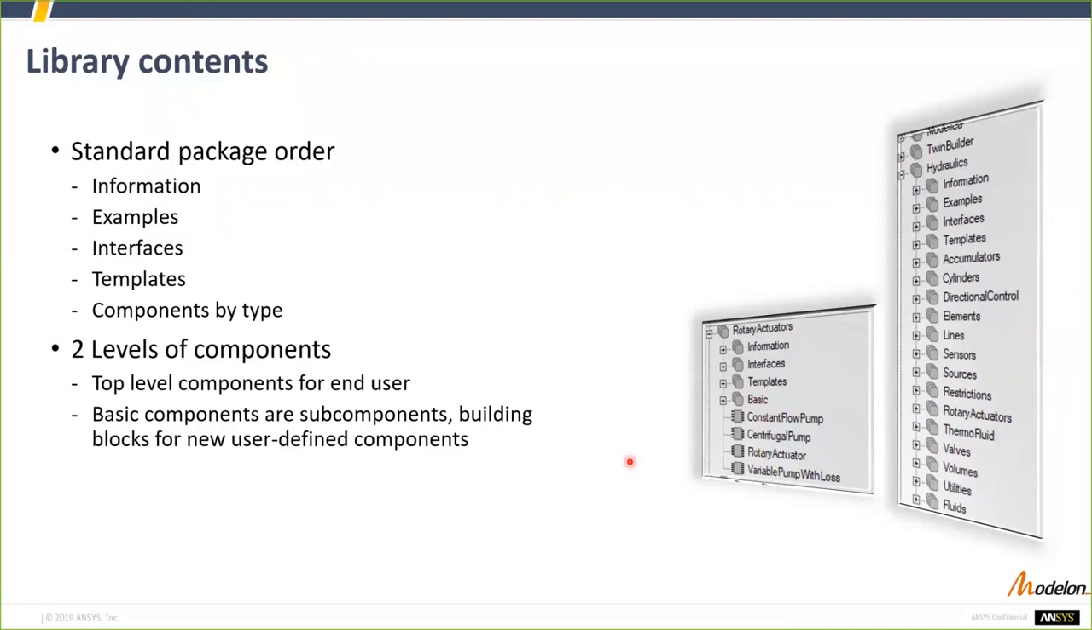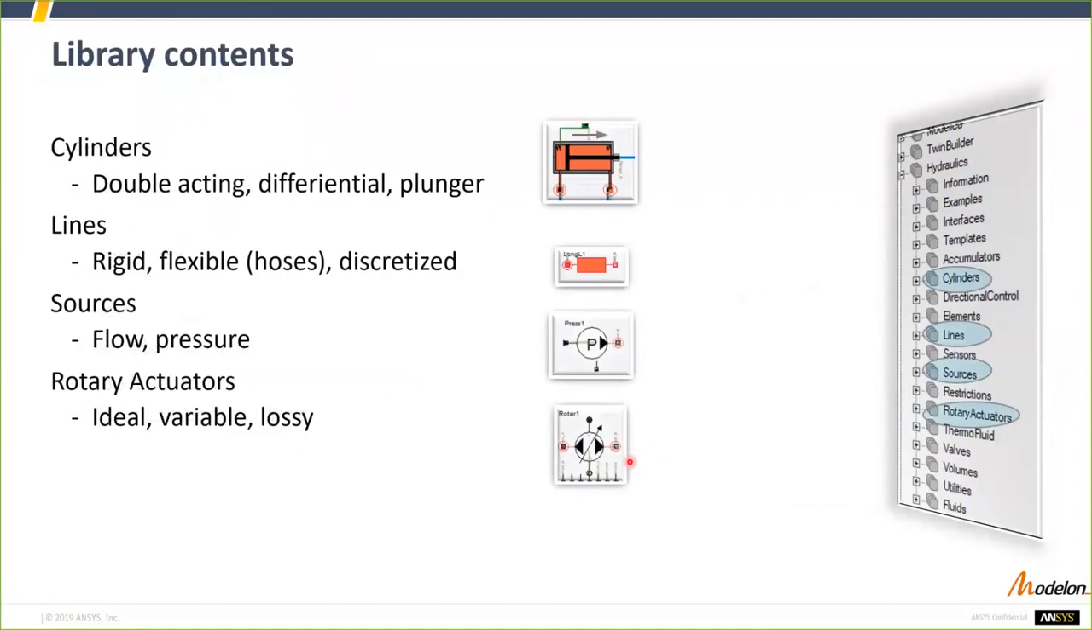You might have more to parameterize on it, but also you can get more, of course, out of it. So let's see some more components. In the cylinder package, you have the double acting cylinder, differential plunger cylinder. You have lines, which could be rigid hoses. You can have discretized line to see some, for example, water hammer effects. There are pressure and flow sources. There are rotary actuators, which could be either ideal or with losses, for example, included inside.